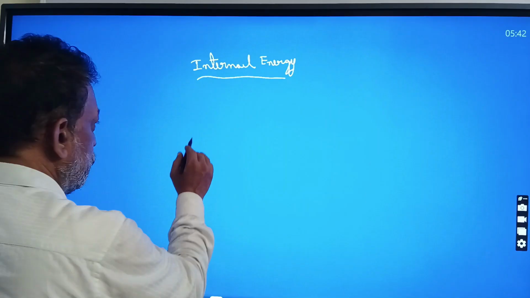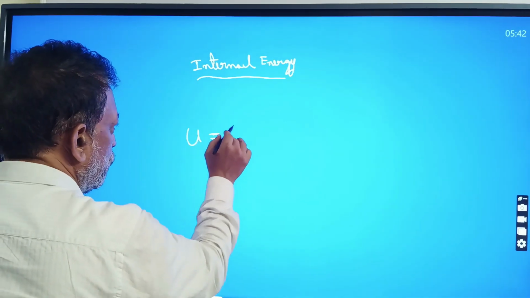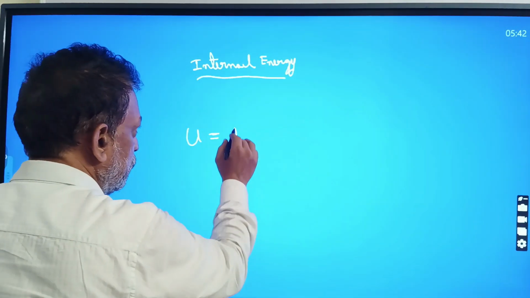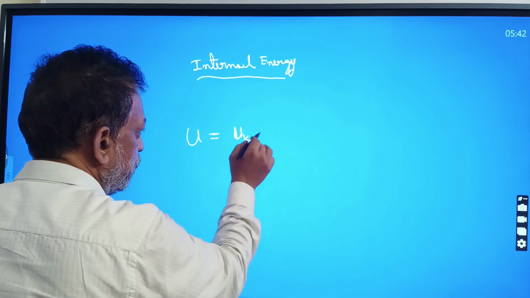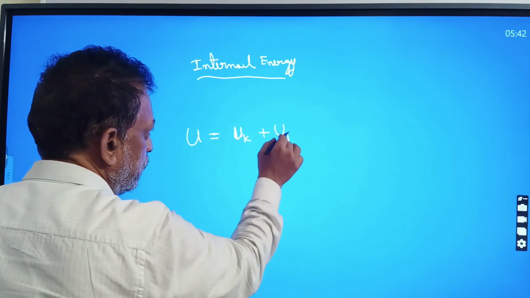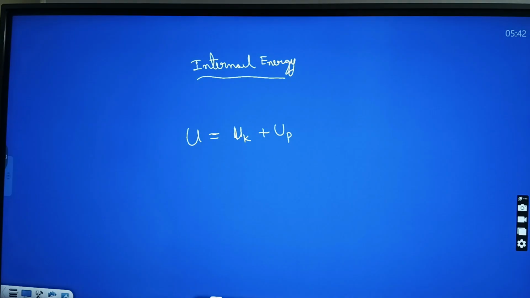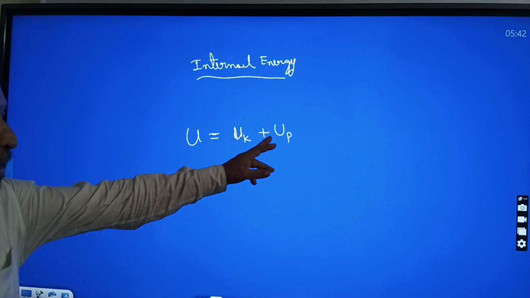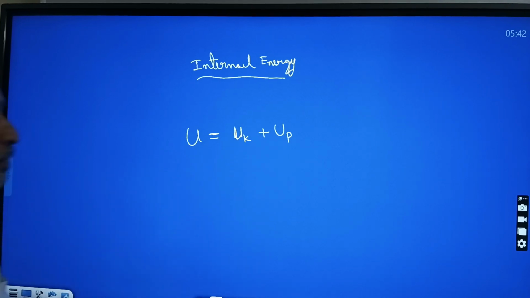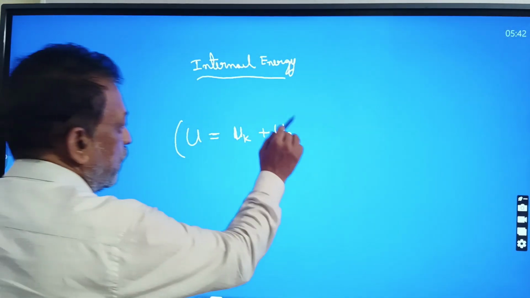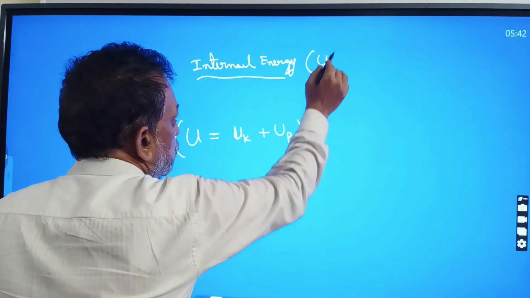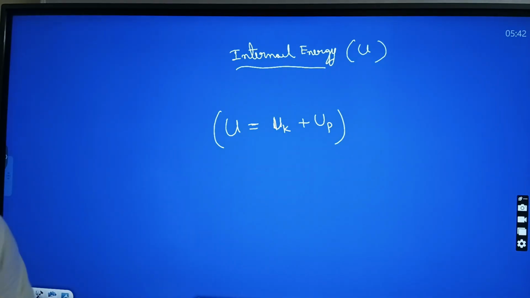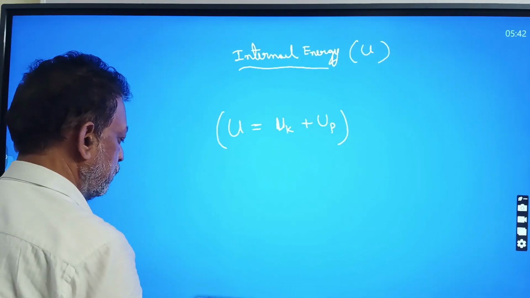So therefore, internal energy U is equal to internal kinetic energy UK plus internal potential energy. Now, this is the internal energy. You can say U, below right, this is point 1.